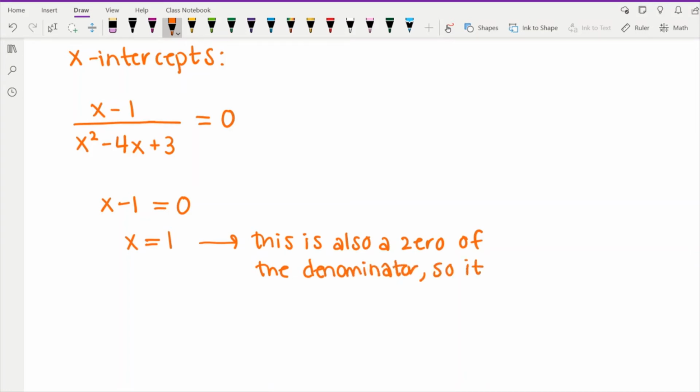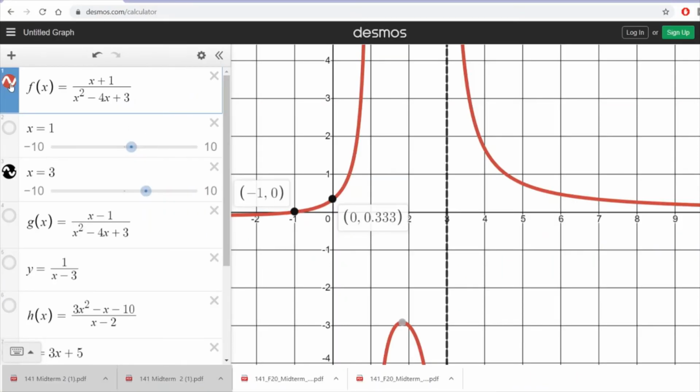So it is a hole, not an x-intercept. So one way that you can think of all of this stuff is that basically if you have a number that only makes the numerator 0, it's going to be an x-intercept. If you have a number that only makes the denominator 0, it's going to be a vertical asymptote. If you have a number that makes both the numerator and denominator 0, that's when it's going to be a hole. And so let's verify that by looking at our graph.